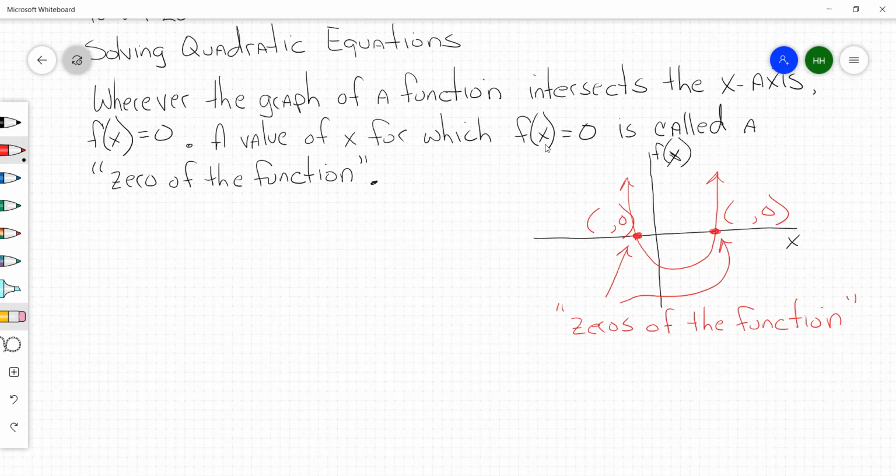And what you're going to be doing today is you're going to be solving quadratic equations by factoring. So it's an extension of what you did yesterday. So here's what's going to happen today. You're going to be solving a quadratic equation by factoring.